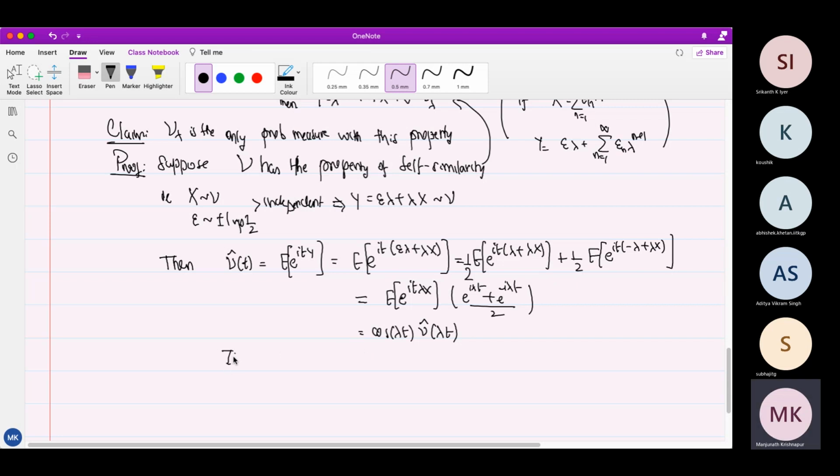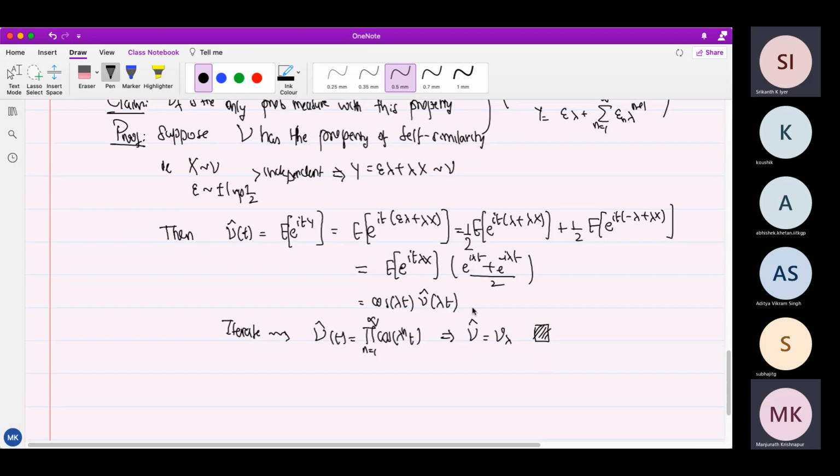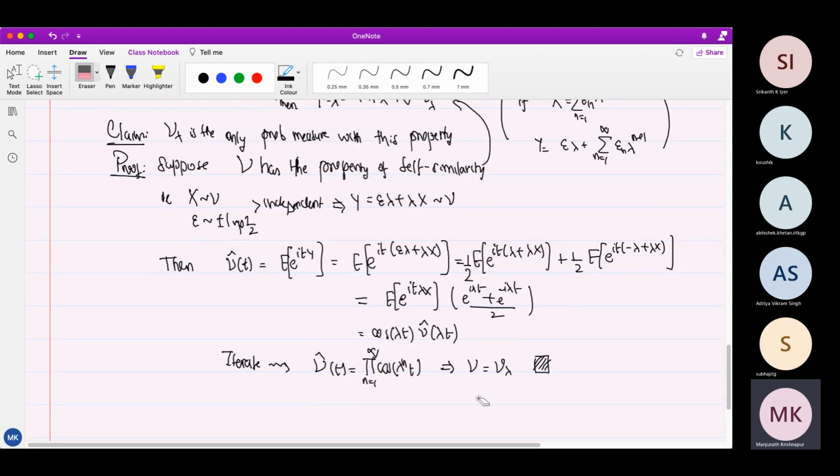Okay, so now iterate. I will leave out the limiting procedure. To get that nu hat of t is the product of cosine lambda to the n t. Because you will get here cos lambda t times nu hat of lambda t, then nu hat of lambda square t, and so on. So you will get this. So this implies nu hat is equal to nu lambda hat. Okay, so that's how we get this. So any questions here? This is the only measure with this self-similarity property. So the Fourier transforms agree, and by injectivity of the Fourier transform, the measure is actually nu lambda.